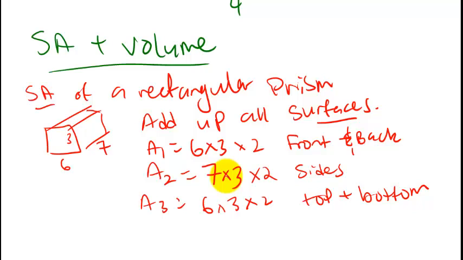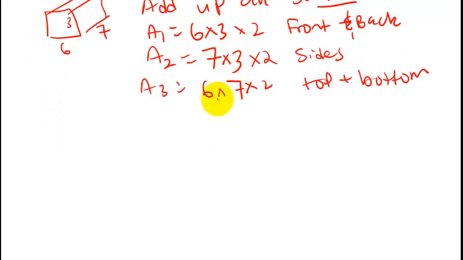It shouldn't be 6 times 3. What am I doing? Oh, my bad. That should be 6 times 7. 7 for top and bottom, right? 6 times 7. Thought it looked weird. 6 times 7. And that happens the same.